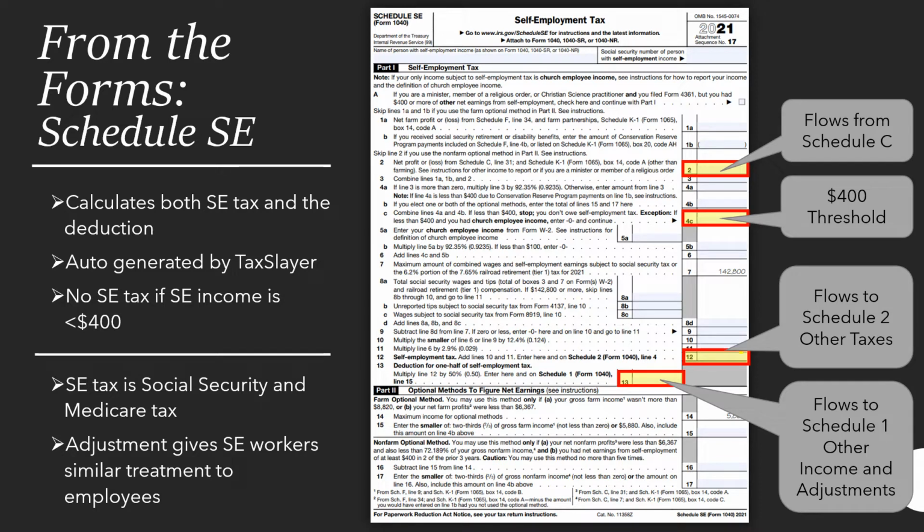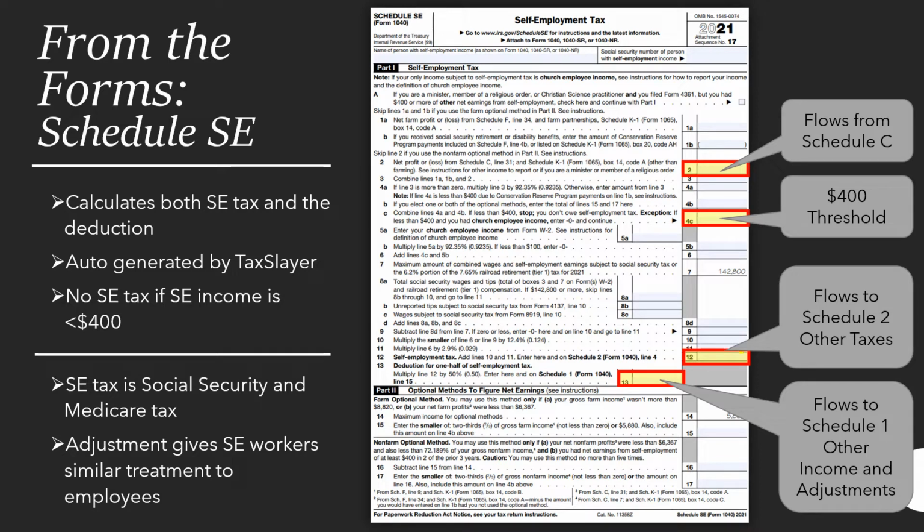So this is what Schedule SE looks like. And you'll see just some highlights here. Line 2 flows from the Schedule C, and so that's where the net income flows in.